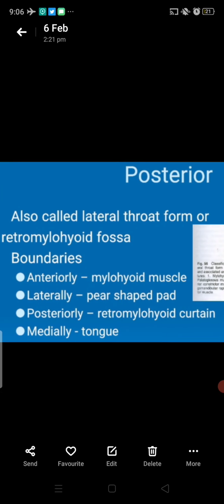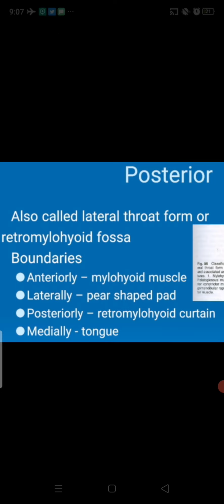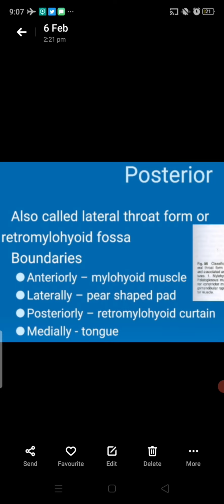Next is the posterior part, also called the lateral throat form or retromylohyoid fossa. The boundaries of the posterior vestibule are: anteriorly bounded by the mylohyoid muscle, laterally by the pear-shaped pad, posteriorly by the retromylohyoid curtain, and medially by the tongue. Now, these are all the anatomical landmarks of the mandible.